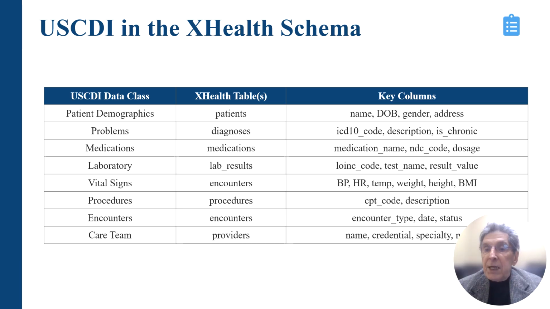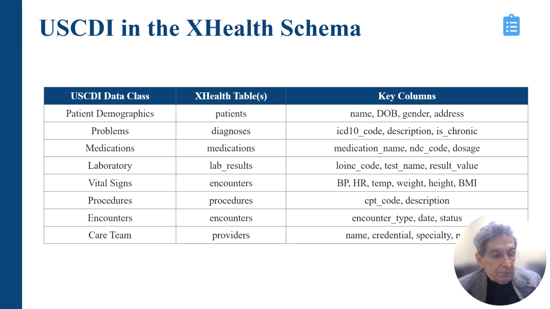Medications map to our medications table with medication name, NDC code for the standard drug code, and dosage. They're all in there. Laboratory maps to the lab results. The LOINC code column provides the standard code. Test name is the description, and the result value holds the numeric result. And then vital signs. They're captured in the encounters table with blood pressure systolic, blood pressure diastolic, heart rate, temperature, weight, height, and a calculated BMI. Then there's procedures. It maps to our procedures table with CPT code and description.